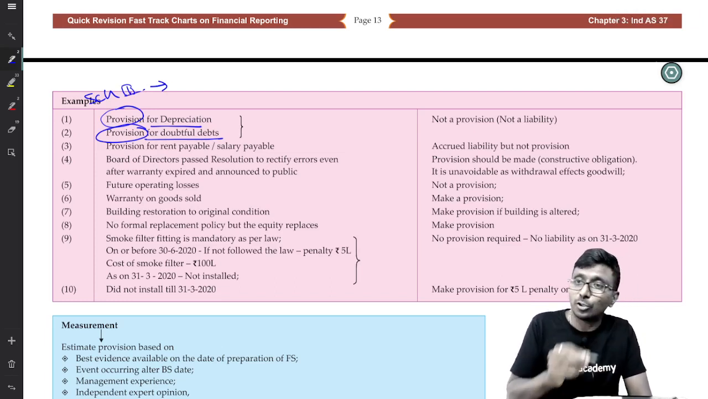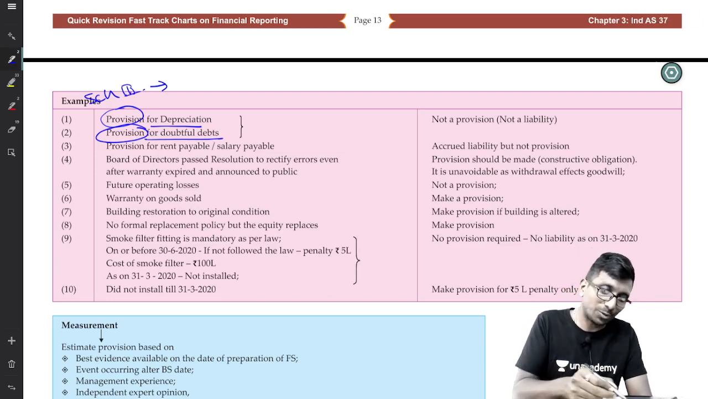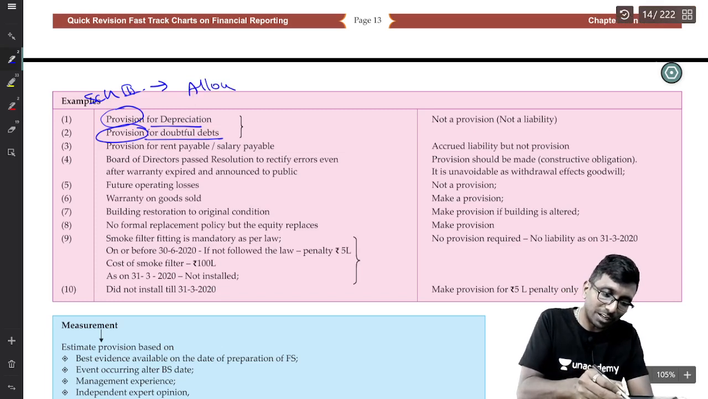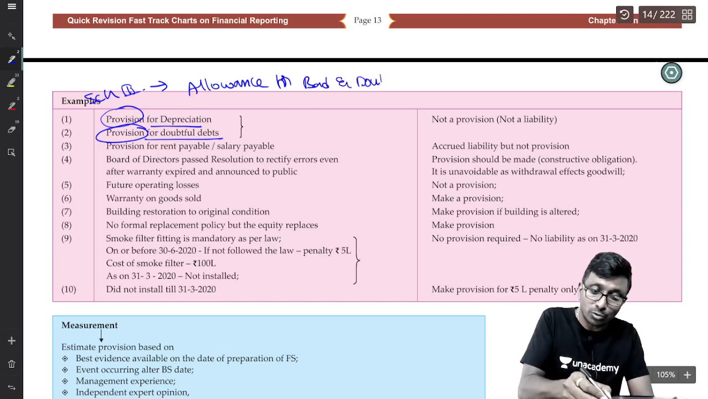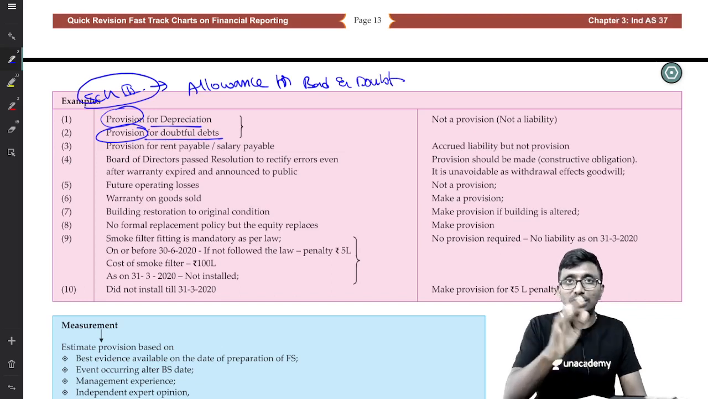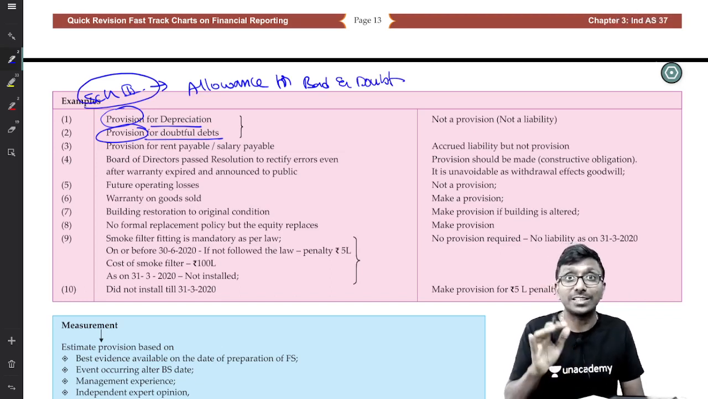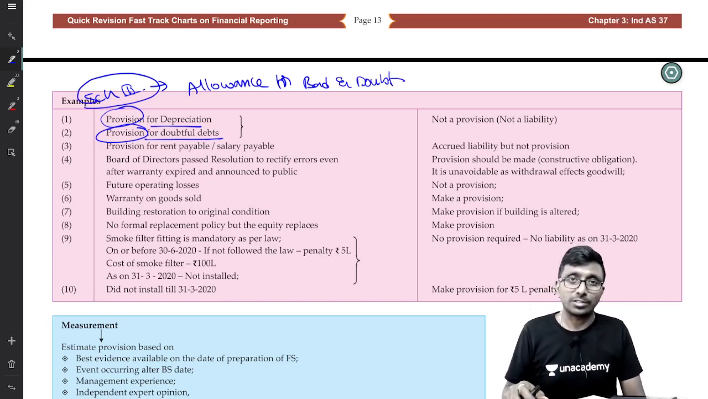You will not find the word provision. You will find the words allowance for doubtful debts, allowance for bad and doubtful debts. This is the language used in Schedule 3 itself. Schedule 3 Division 1, Division 2, both the schedules use the word allowance, not provision.